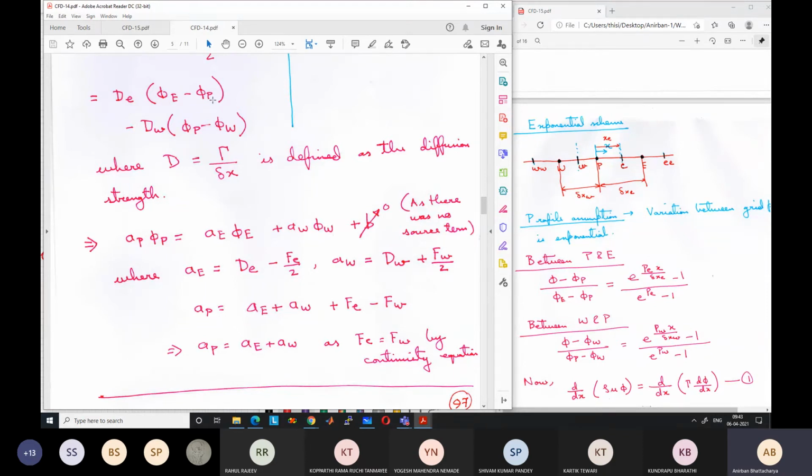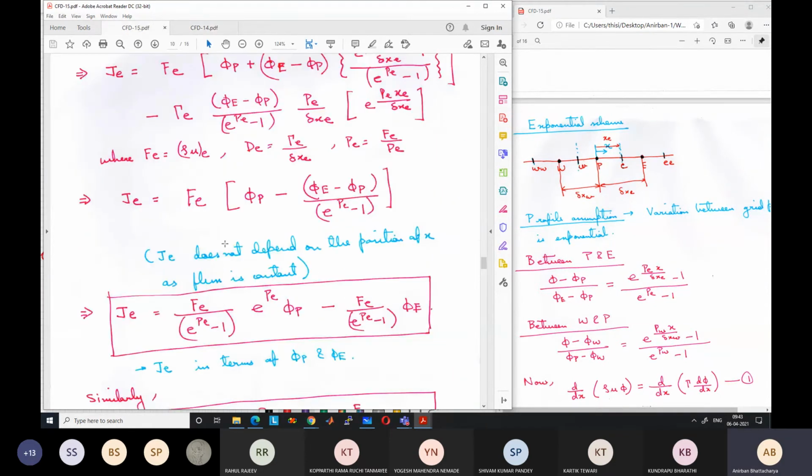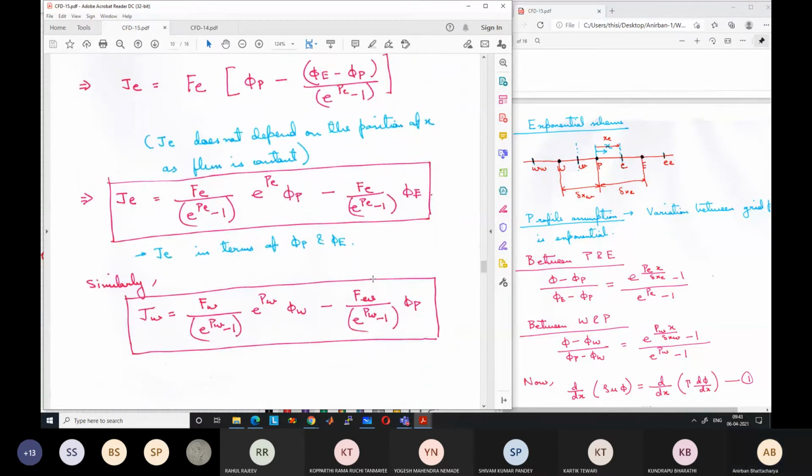So if you separate out the terms, the phi p term will become Fe by e to the power p minus 1, then phi p into e to the power p minus 1 plus phi p. So this minus 1 gets cancelled. You are left with e to the power p phi p. And the other term will be minus Fe by e to the power p minus 1 into phi e from this term. So this is the flux J. It does not depend on the location of the interface.